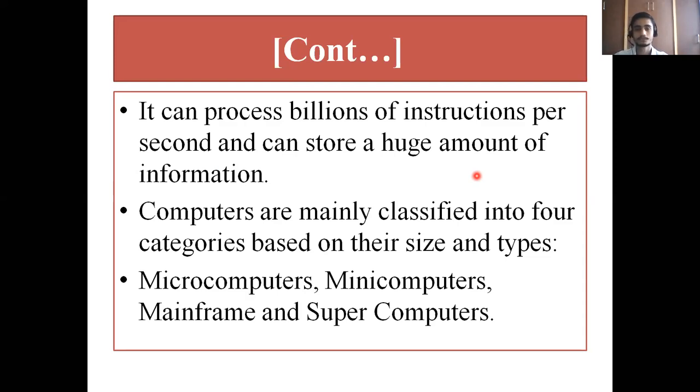So computers are mainly classified into four categories. तो कंप्यूटर को कितने categories में बांटा गया है? Four categories में बांटा गया है, according to their size and their types. So what are these? Recite with me: microcomputers, mini computers, mainframe, and supercomputers. There are basically four kinds of computer. कौन कौन से हैं? माइक्रो कंप्यूटर्स, मिनी कंप्यूटर्स, मेन फ्रेम कंप्यूटर, and supercomputers.